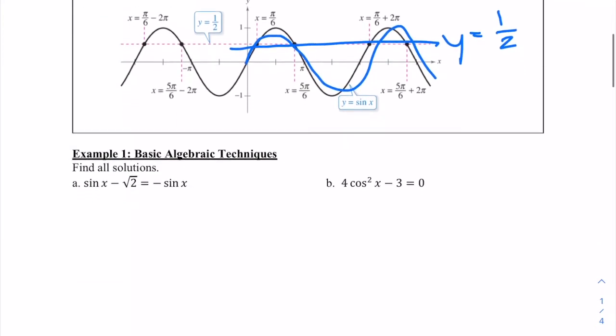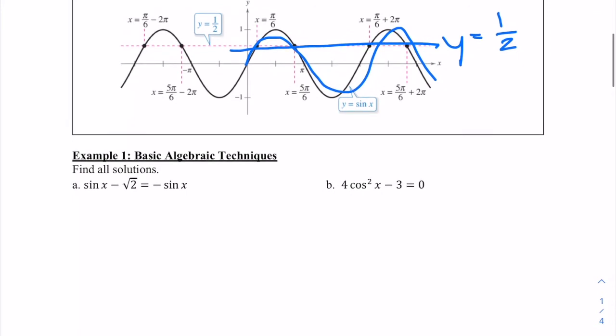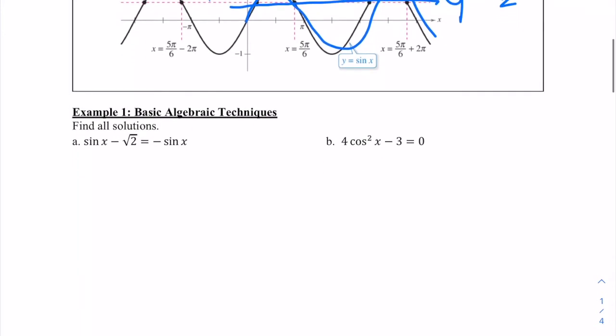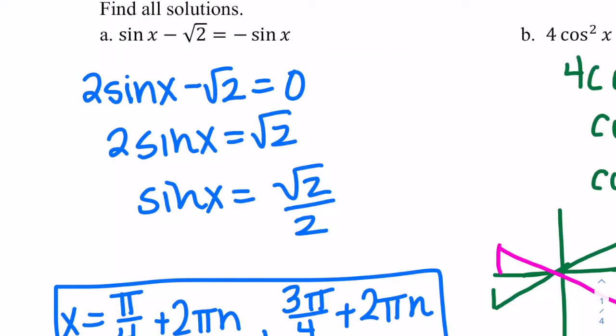Okay, now let's get to the next one. So over here, I'd like you first to try A and B and pause the video, and then we'll come back and we'll check your answer. All right, let's check our answer for letter A. Again, here we're finding all solutions. So remember, we're going to have to include any of those possible solutions after one period.